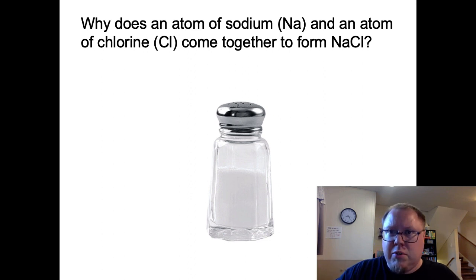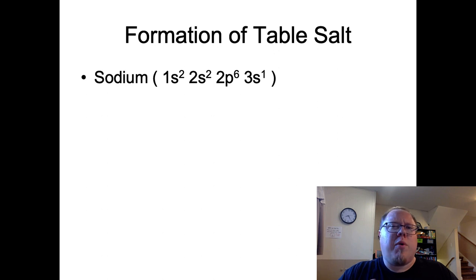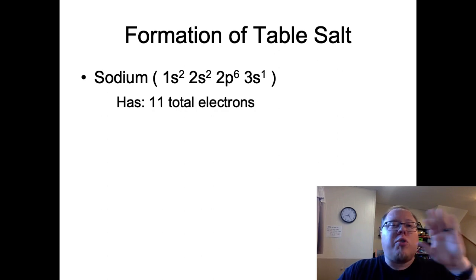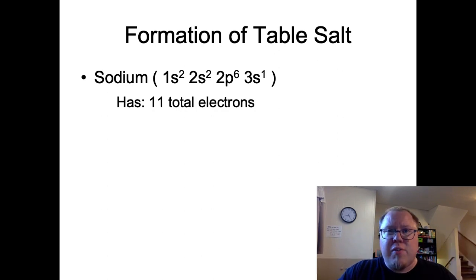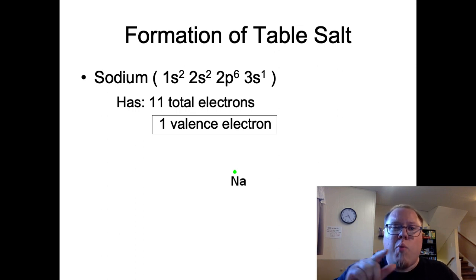So the way this works, sodium has an electron configuration of 1s2, 2s2, 2p6, 3s1. There's a total of 11 electrons here. In the outer shell, the 3rd energy level, there's only 1. It has 1 valence electron. So we would draw a Lewis dot diagram like this, with 1 dot above the sodium.